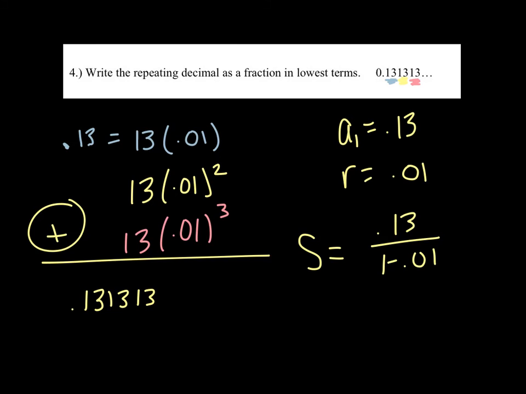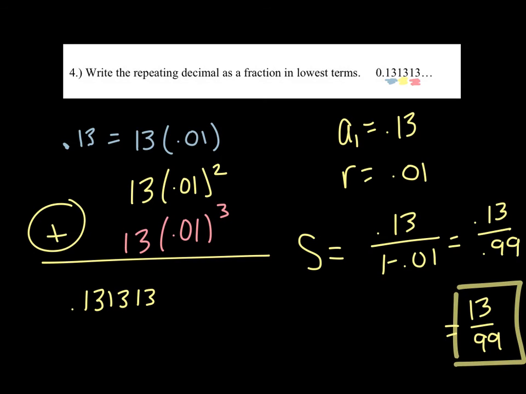So if you're trying to find the sum, it would just be 0.13 over 1 minus your ratio, which gives us 0.13 divided by 0.99. We don't want these decimals within fractions, so if you multiply by 100 over 100, which also equals 1, it doesn't change the value, just changes the way it looks. This becomes 13/99, and that would be our repeating decimal as a fraction.